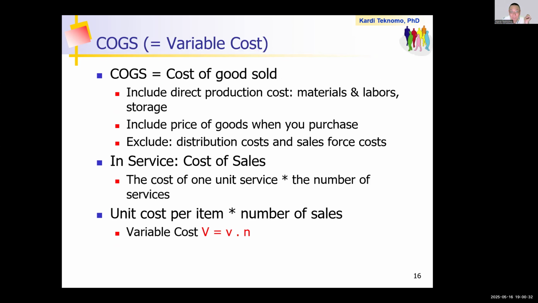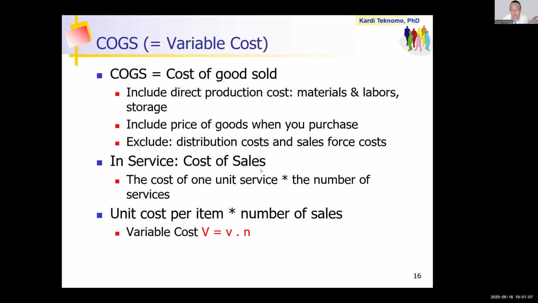So first of all, let's discuss variable cost. In production, in the business book sometimes we call this COGS, cost of goods sold. This represents direct production cost, for example the material, the labor, the storage. It is the price of goods when you purchase. Say you are a trader, you purchase the goods and then you want to sell them again, right? So this is called variable cost.